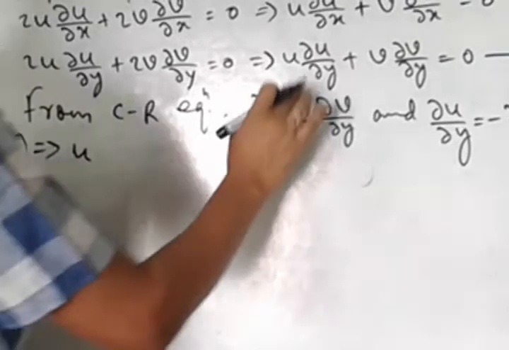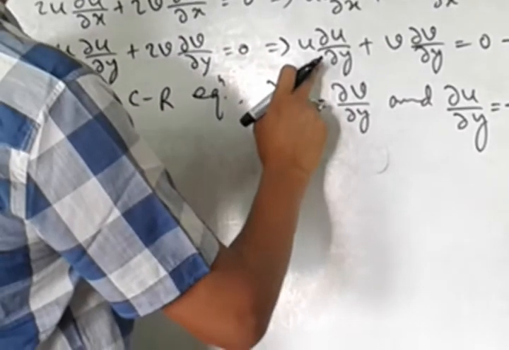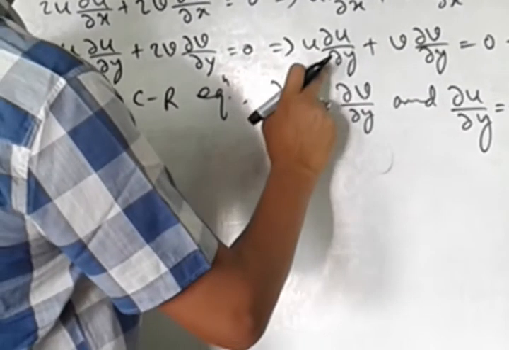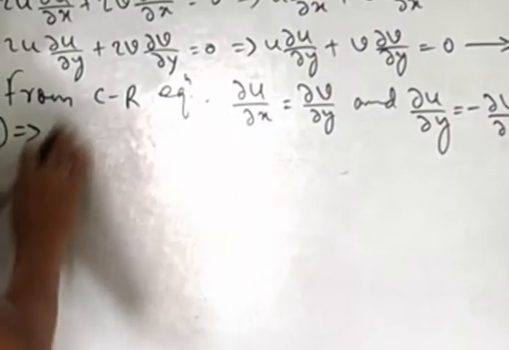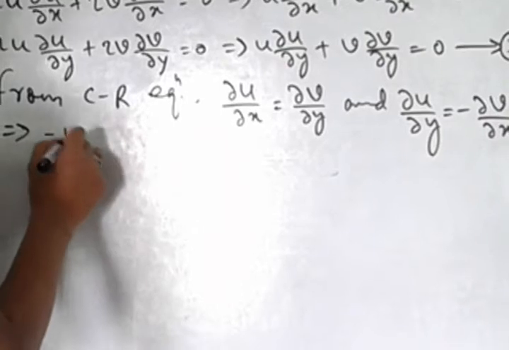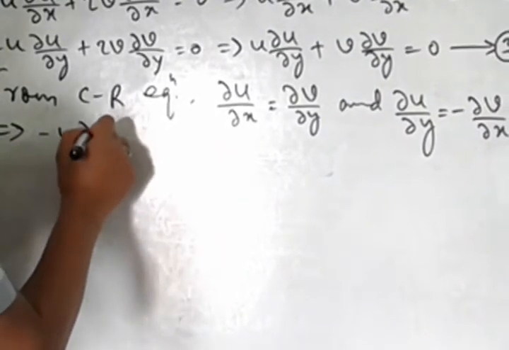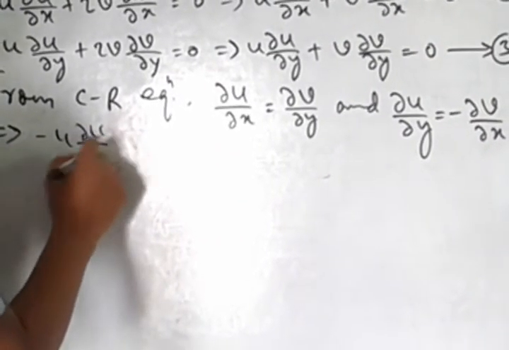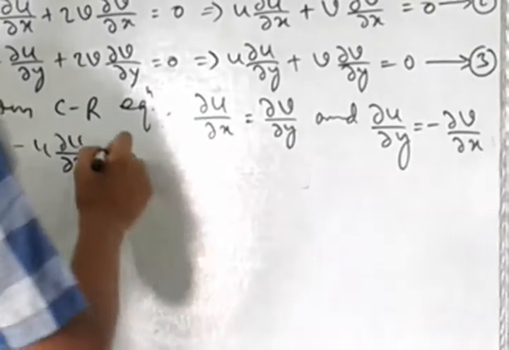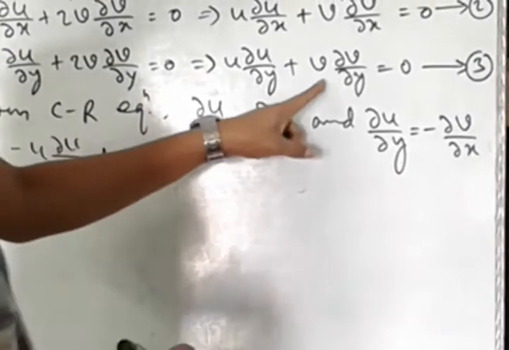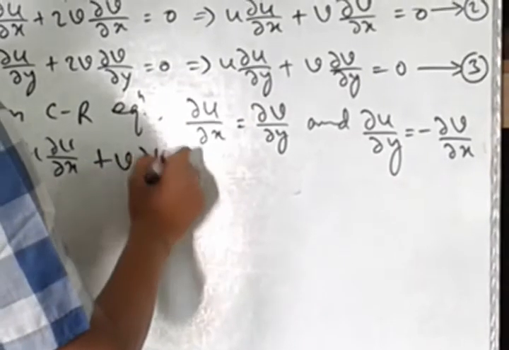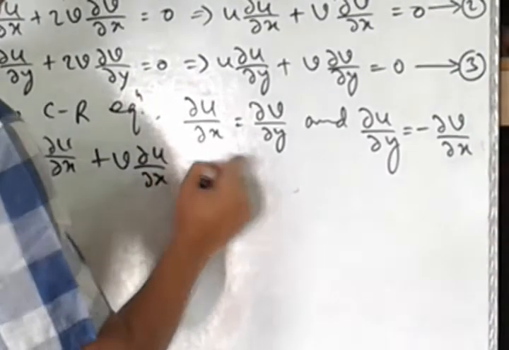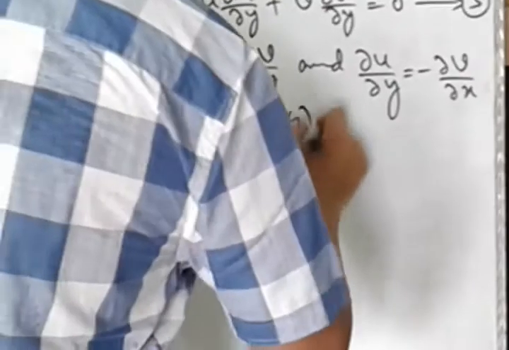u del u by del y is equal to minus del v by del x. So minus u del v by del x plus v del u by del x is equal to 0. So this is equation number 4.